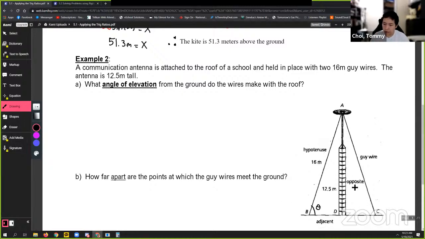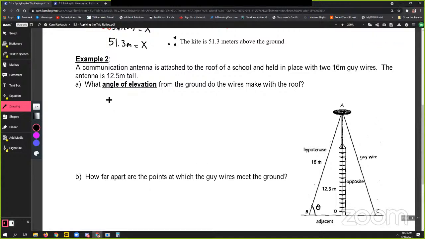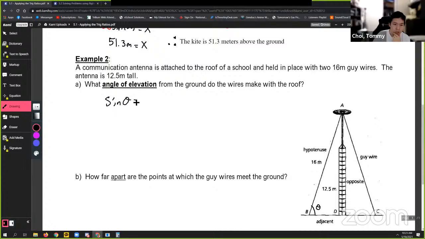So what are we given? We're given opposite, we're given hypotenuse, and we need to find theta. So if we're given opposite and hypotenuse, what are we using? Sine, cosine, or tangent? Sine. Good, we're using sine again. So sine theta is opposite over hypotenuse. And this time we don't know theta. So we solve this the regular way.